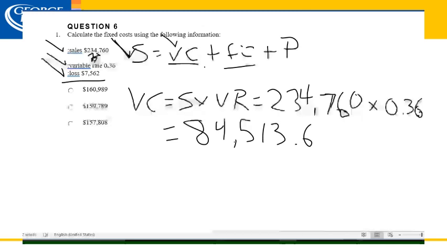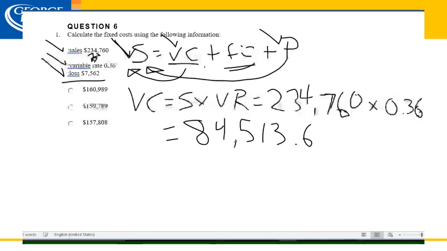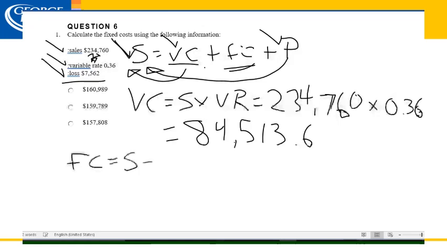We have our variable costs. We're looking to find our fixed costs, and we have our profit. Now we can isolate for the unknown, which is our fixed costs, and solve it. So what you would do is you would bring your variable cost to this side of the equation by subtracting it. You would also bring your profit to this side of the equation by subtracting it. So our fixed costs are equal to our sales minus our variable costs minus our profit.